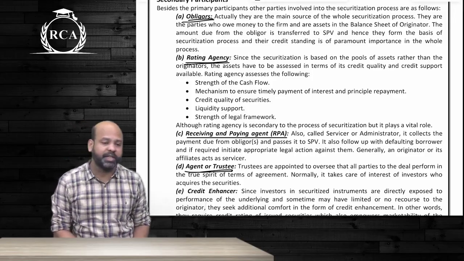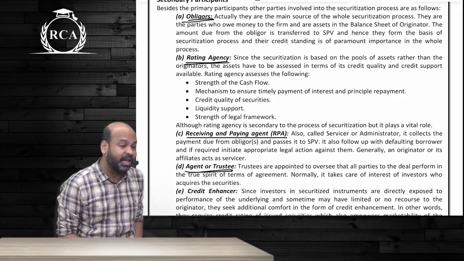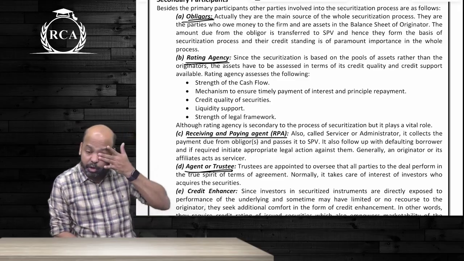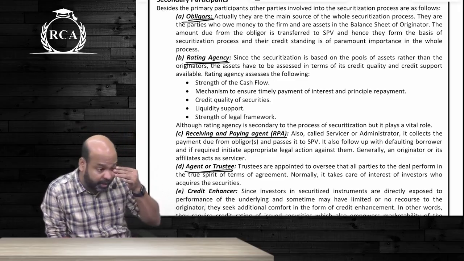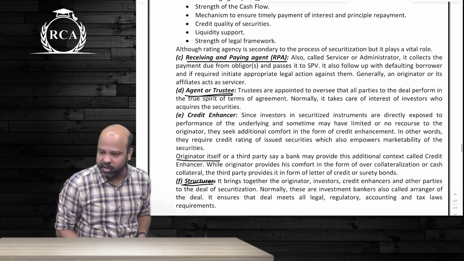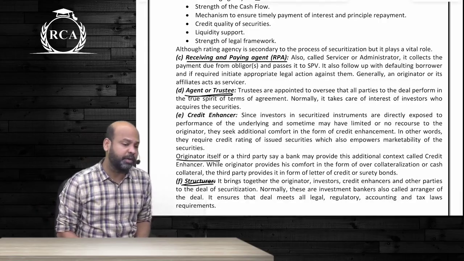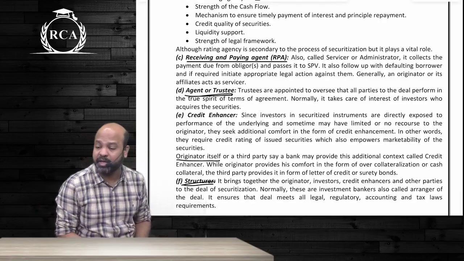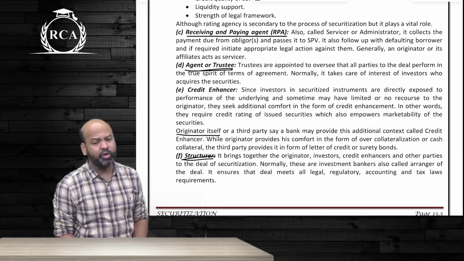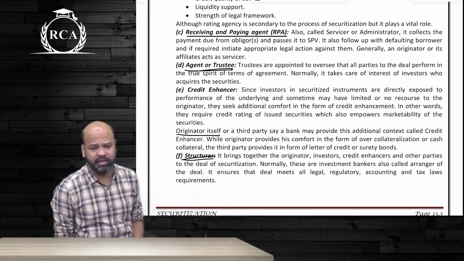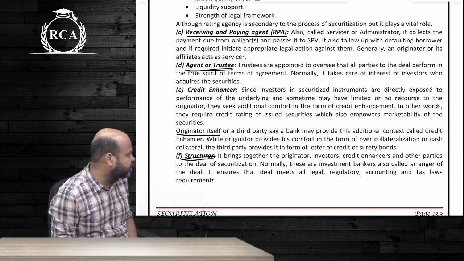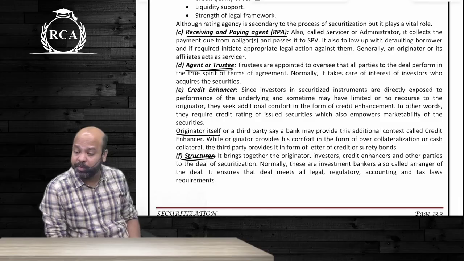Receiving and paying agent. This is nothing but a servicing and collection agent. The originator himself will be collecting funds from the borrowers and it will pass on the money to the SPV that in turn will be distributed to the investors. Agent or trustee: a trustee will be appointed for the special purpose vehicle who should act in the best interest of the investors. Credit enhancer. This is done to reduce the risk of the investors. Credit enhancement is usually done by originator himself. Structurer is the person who's bringing all of these parties together.